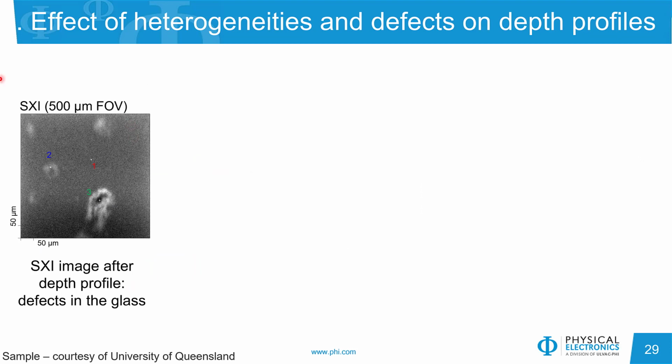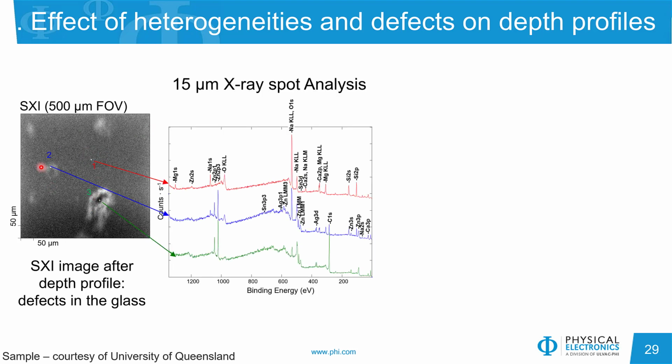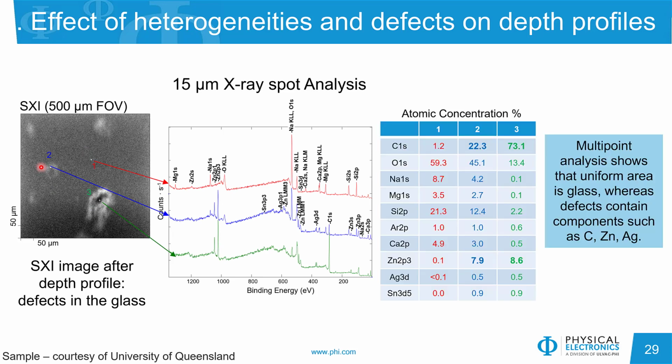So when we obtain SXI image from the bottom of the crater after the depth profile has been completed, we see defects in the glass structure. So grayish area is our glass, and then we have defects. So when we use small area 15 micron X-ray spot analysis and look at the concentration, we see that indeed in area 1 in the center we have glass, but outside of those defects we have lots of carbon, we have zinc and silver detected. So what exactly is happening?